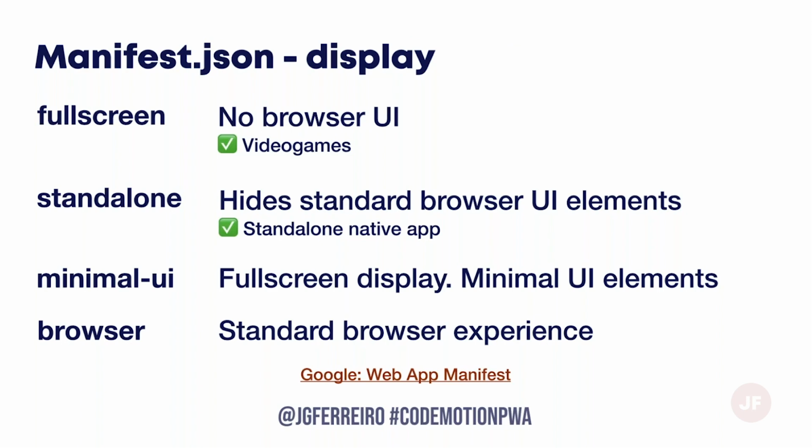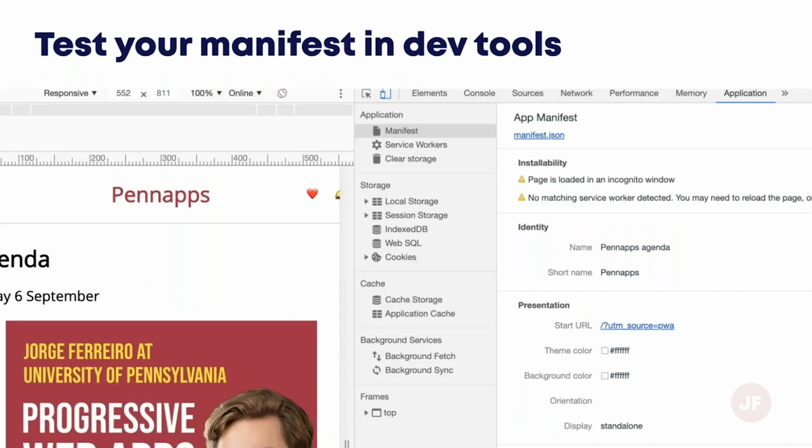Something that is really important for me is making sure that you can test your manifest anytime you make changes or when you're setting it up for the first time. In this case, if you go to Chrome DevTools, you open the application tab and go to the manifest. The cool thing is that it already tells you if there are any problems. In my case, for example, it's saying no matching service worker detected. You may need to reload the page. That's one of the criteria to be a PWA.